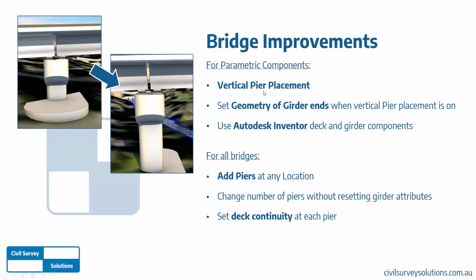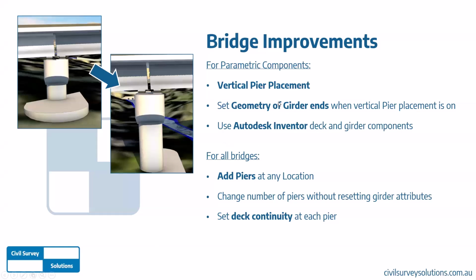If you do have that ticked on, you're able to set the geometry of the girder ends. So the girders here are cut off parallel to the vertical plane of the pier, and in the horizontal, they're also going in the same plane as the pier. And you can change that. For example, if you were on a crest or a sag, you might not want that to happen.